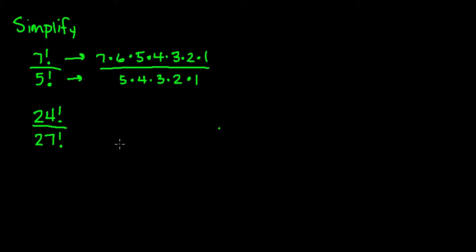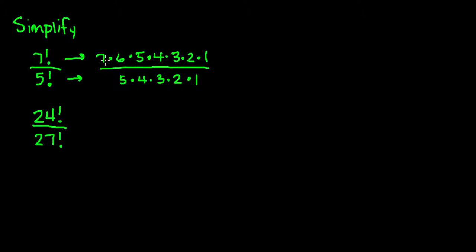All right, so this is on simplifying problems with factorials. What you have here is a basic example of 7 factorial over 5 factorial. Now the problem here is that you would expand it. So we'd expand 7 factorial and 5 factorial as such.